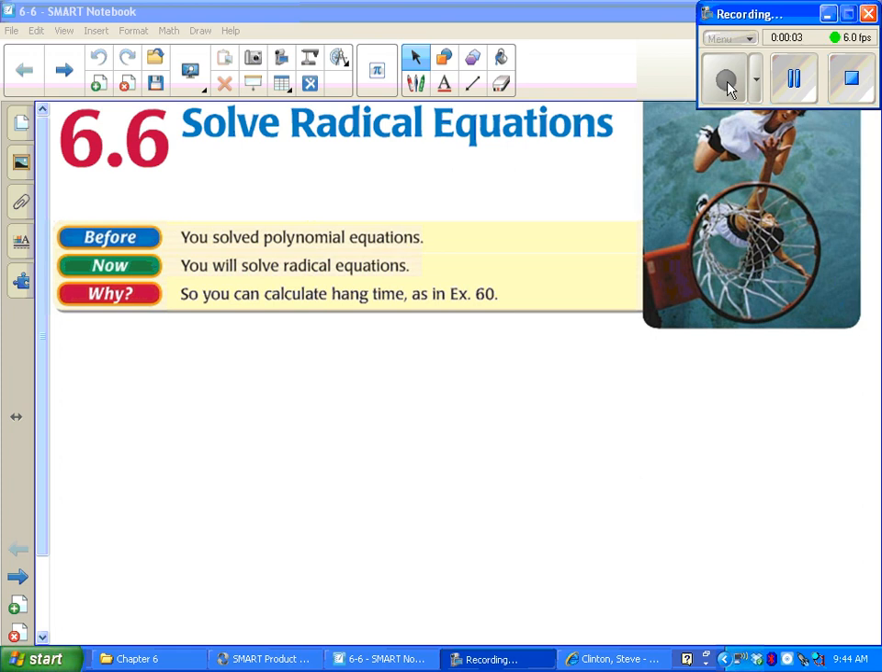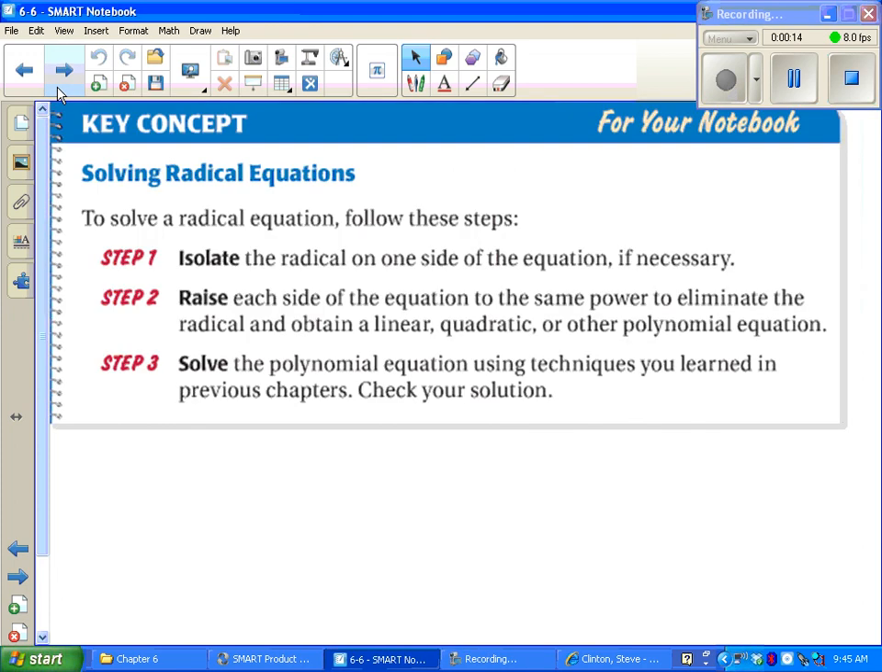6.6, solving radical equations. This is where we kind of wrap up our entire unit on radicals. We're done with graphing. All that's left is solving for x in a radical equation. And kind of the same ideas that you're used to by now. We're going to try to get x by itself.